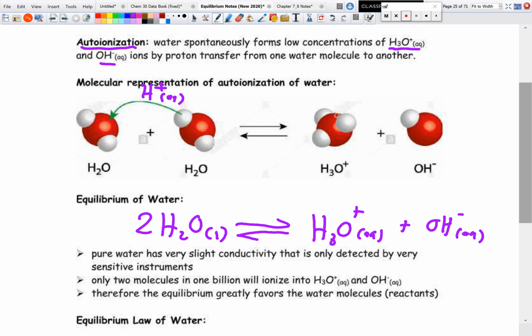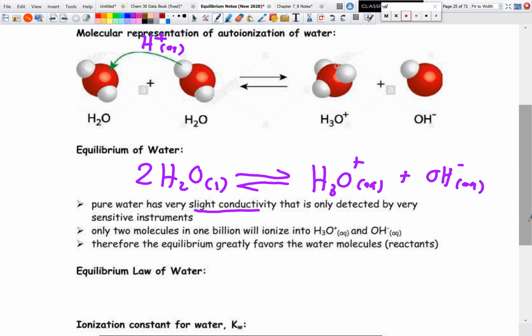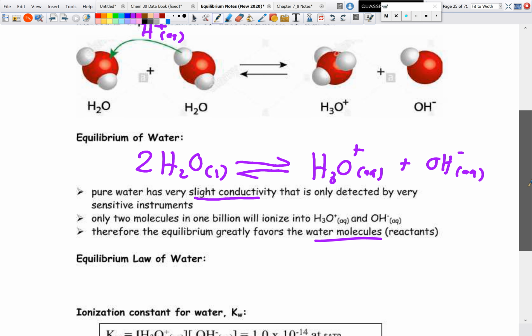And this is why pure water has a very slight conductivity, and it's only detected by very sensitive instruments. So only 2 molecules in every 1 billion would actually ionize. So the equilibrium greatly favors the formation of water, or the reactants. So we can expect an equilibrium constant that is very, very low, largely below 1.